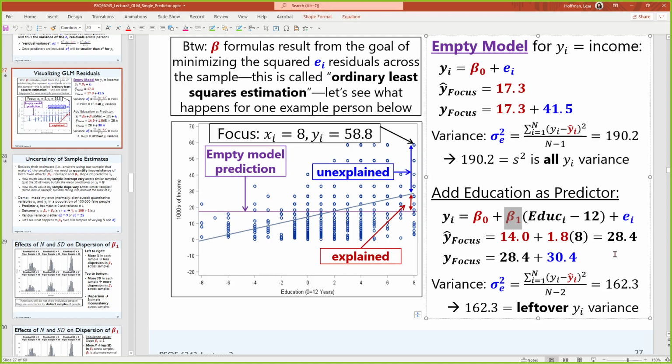And that is true so long as you have only one thing that's different between these two models. That is no longer true once you have more than one thing, which is where we're headed this week and next week. Okay, so did that help answer the question about residuals?